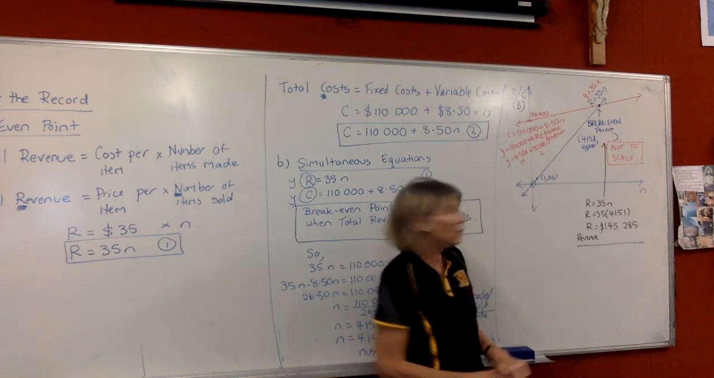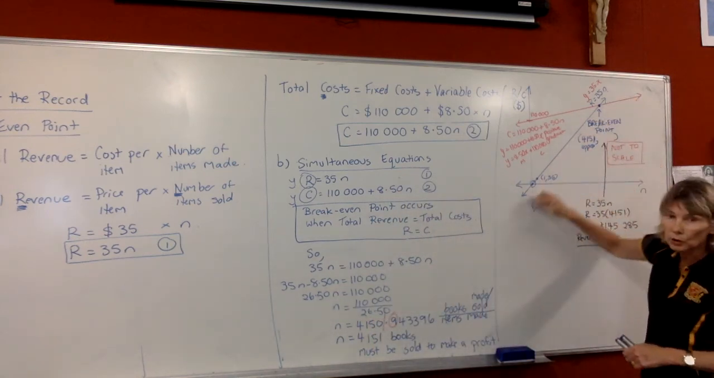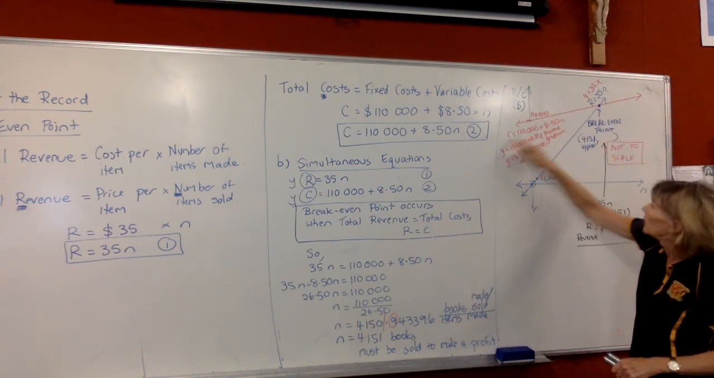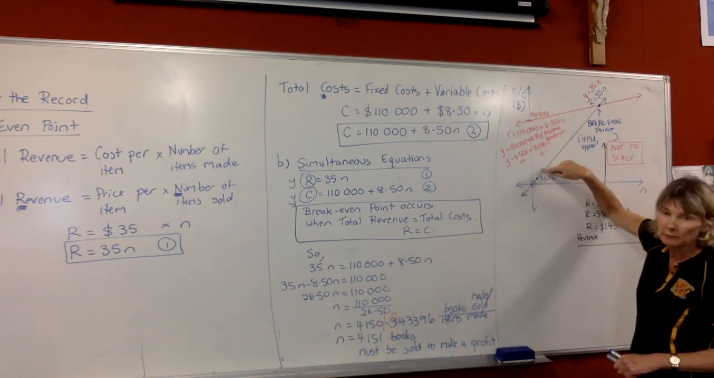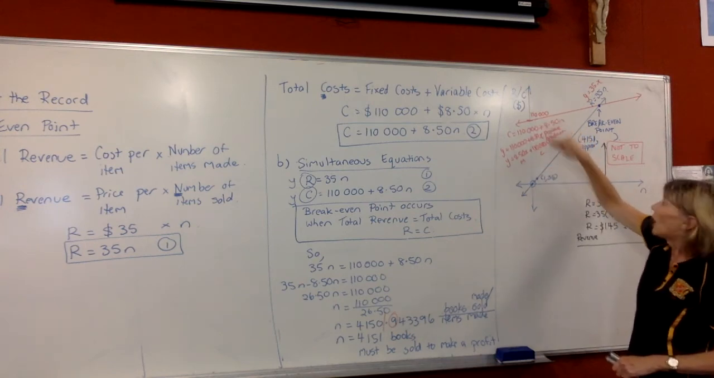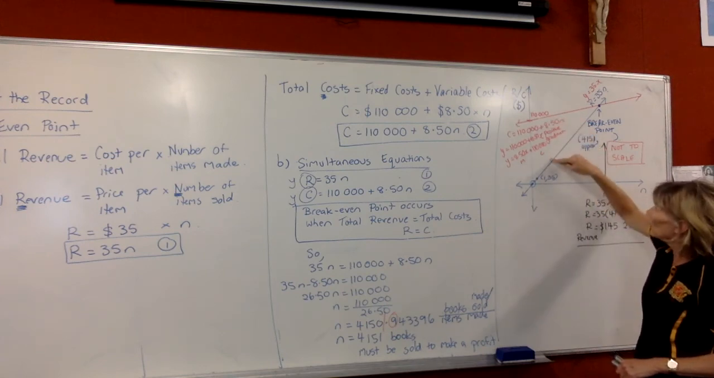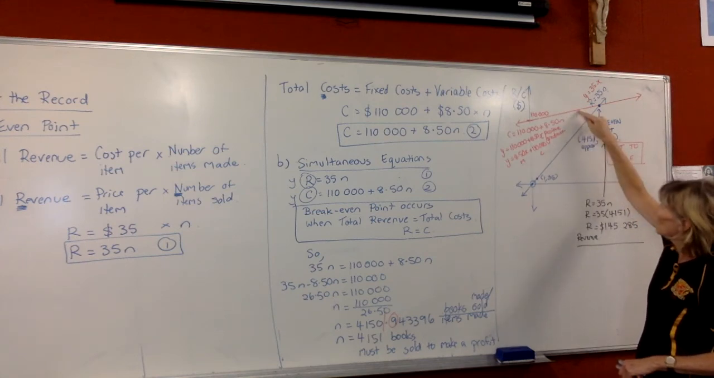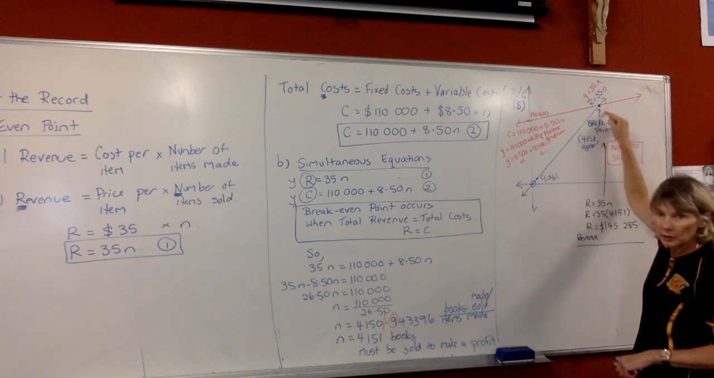Okay, so before that, what actually happens if you look at it, remember the blue line is the revenue line and the red line is the cost line. So see how the cost line is above the revenue line. That means our costs are a lot higher than our revenue. They're still higher than our revenue, all the way up to there. They finally equal each other.